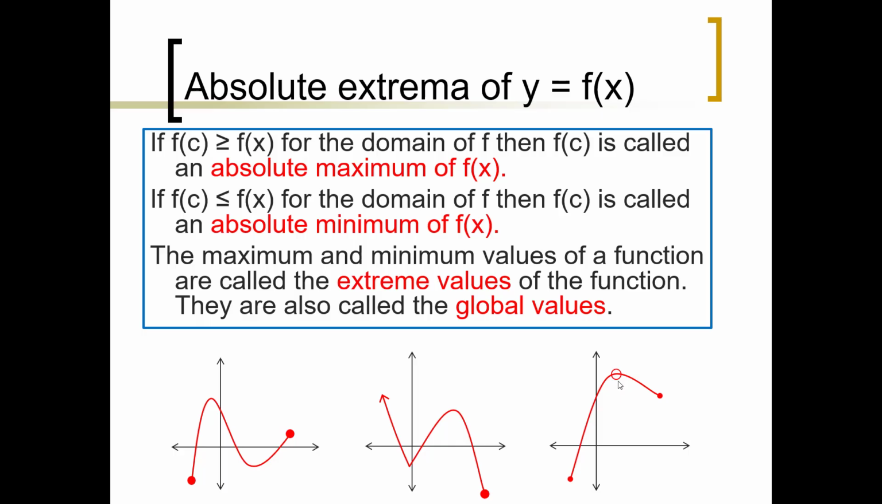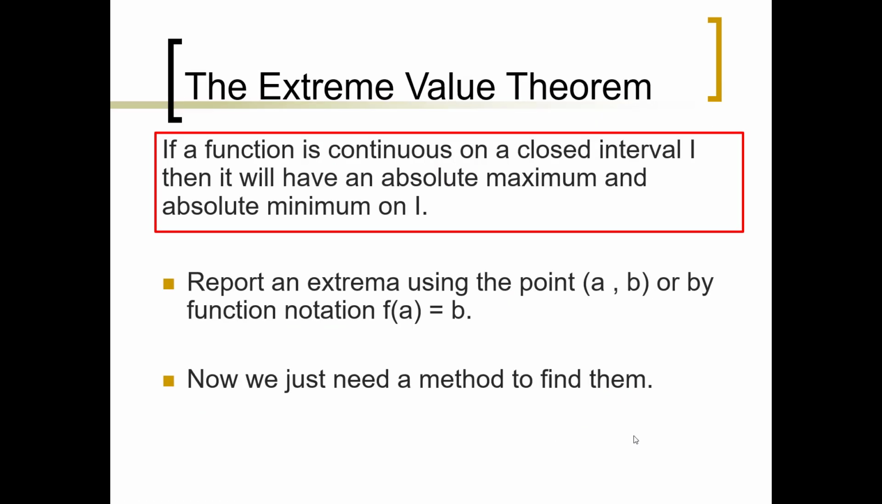There's no function value that gives you that particular y value, so that every other y value is less than it. So what we need is some way to guarantee that a function has an extreme value, both the max and the min. So we have the extreme value theorem. If a function is continuous on a closed interval, then it will always have a maximum value and it will always have a minimum value on that closed interval.